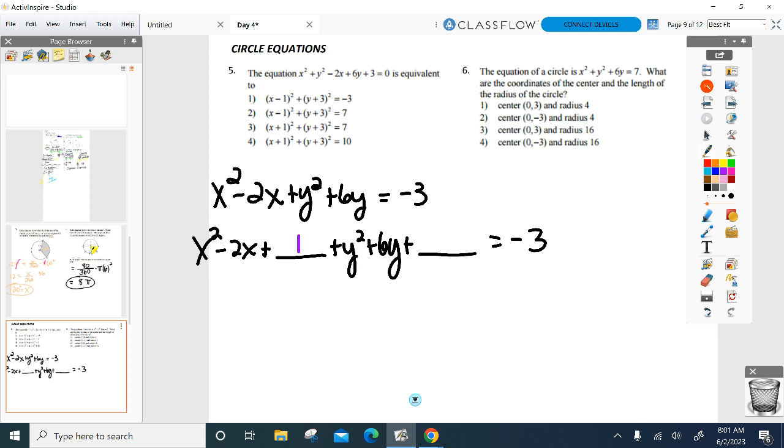There's your new c value. Same thing on the y's. 6, take half of it, square it. 9. But please remember, it's unbalanced now. You have made this equation unbalanced. So over on the right side with -3, you also have to add in those c values.